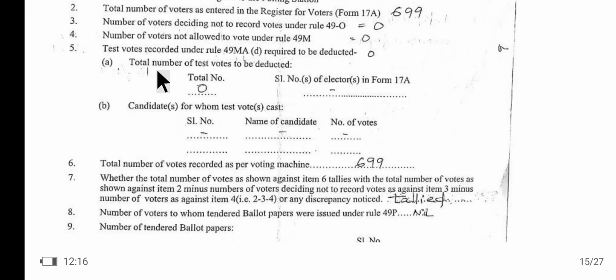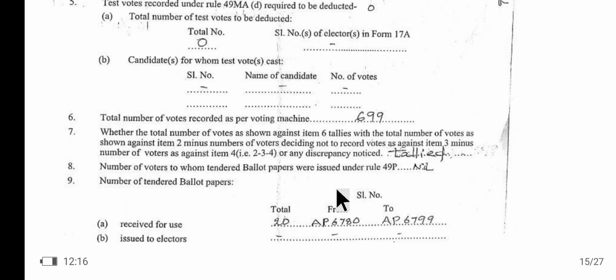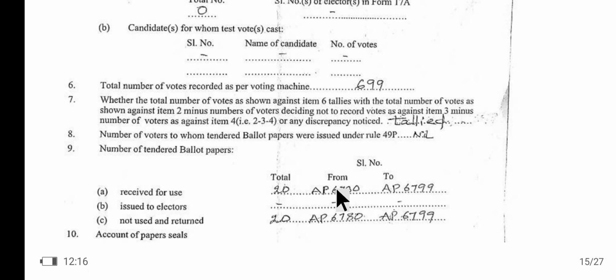Here, the total number of test votes, if any, please fill in that information. Then the candidates for whom test votes were cast. The sixth one is the total number of votes recorded as per the voting machine. Here, write the total number of votes recorded, whether it is tallied or not, and any relevant information properly.